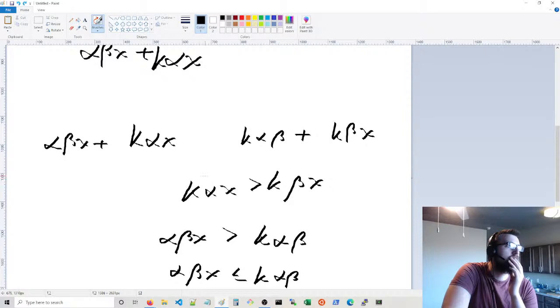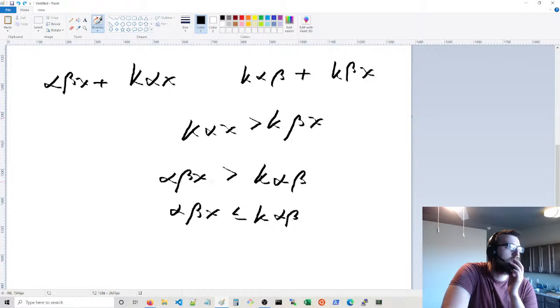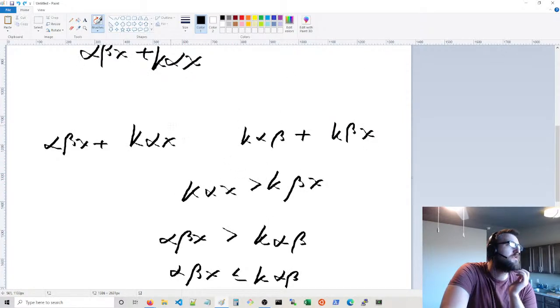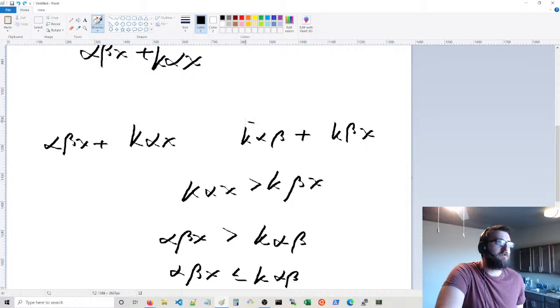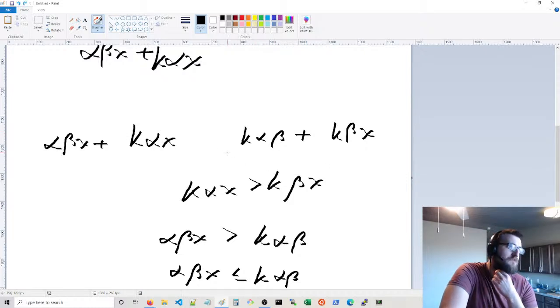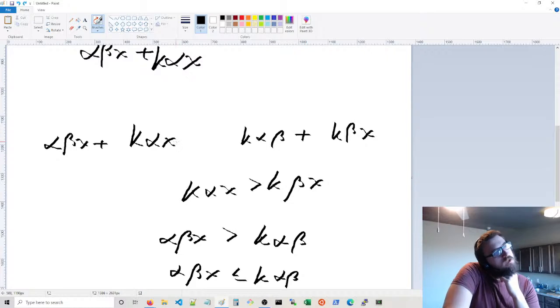So in order for this one to be a better choice than this one, you would need to have a significant difference between each of these.